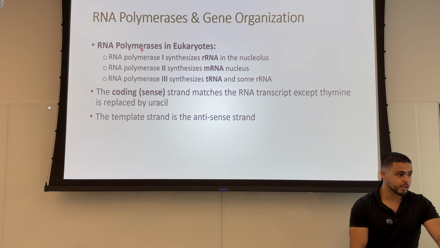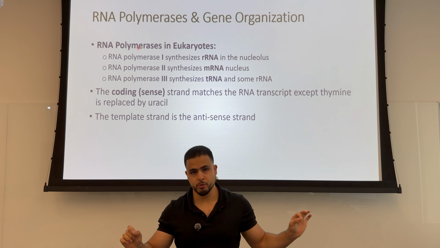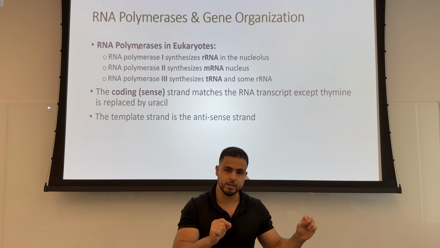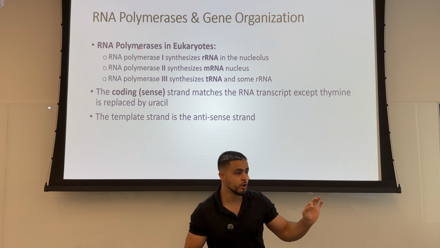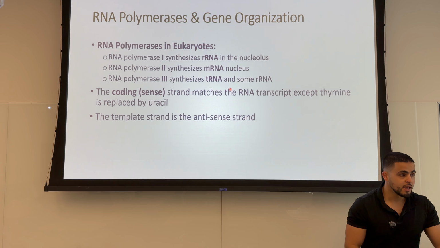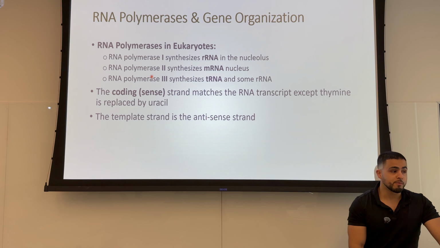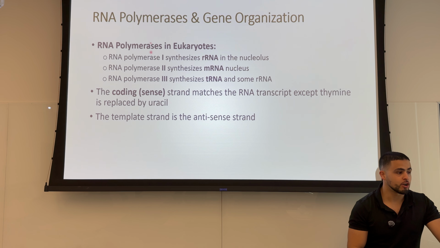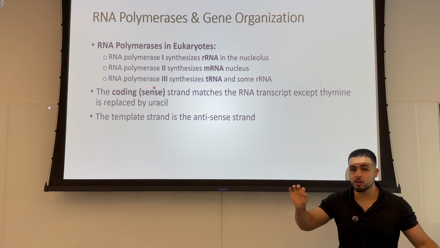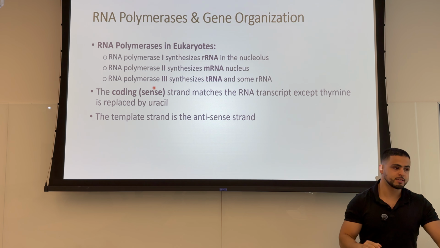You want to know the different kinds of RNA polymerases. When I talked about DNA polymerase, there's not much you need to know about the different types. It's not very high yield. But for the RNA polymerases, you do want to know that RNA polymerase 1 synthesizes rRNA, which is the ribosomal RNA, in the nucleolus. RNA polymerase 2 synthesizes mRNA, or messenger RNA, and RNA polymerase 3 synthesizes tRNA and some rRNA, but it's more relevant that it synthesizes tRNA.